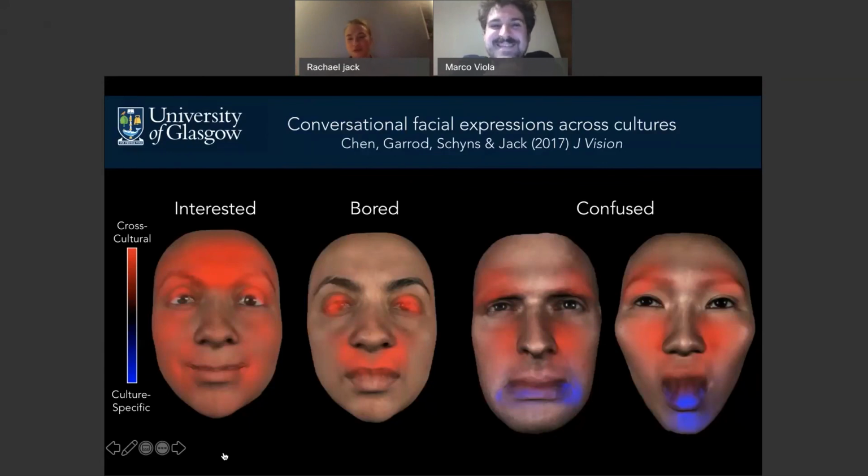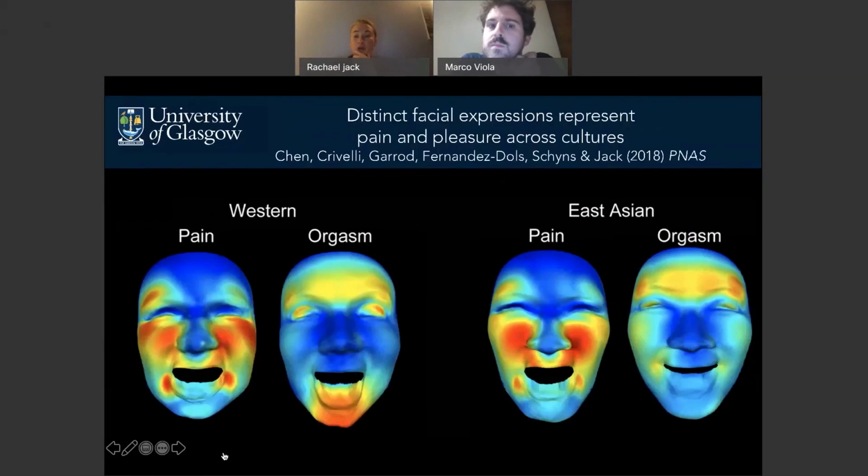Okay, so here we're really going beyond emotions. We're trying to understand much more about everyday conversational facial expressions and how these can create communication barriers potentially across cultures, and which ones can facilitate non-verbal communication. We also did a study relatively recently on pain and pleasure, again across cultures, and we found that pain expressions are very similar across cultures, whereas pleasure had some cultural accents. Again, we were able to specifically isolate which action units are similar and which are different.